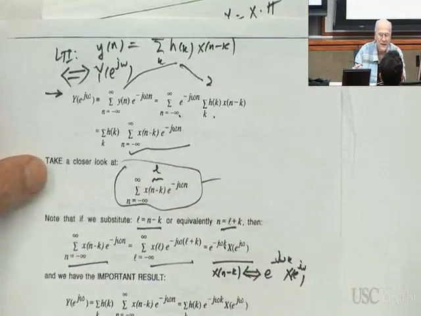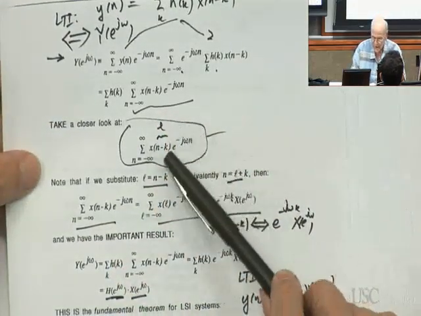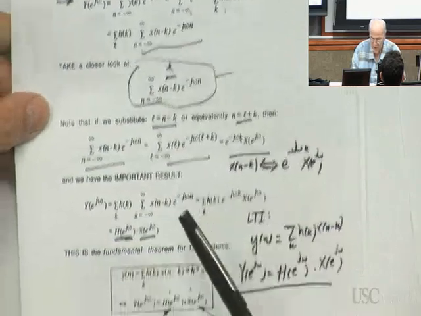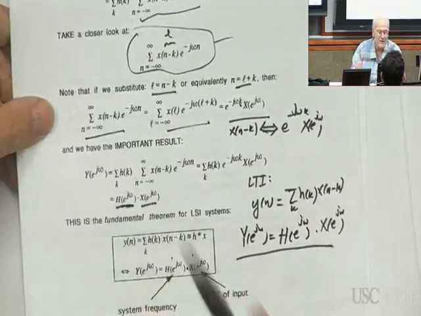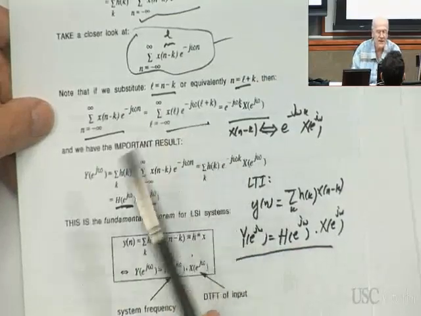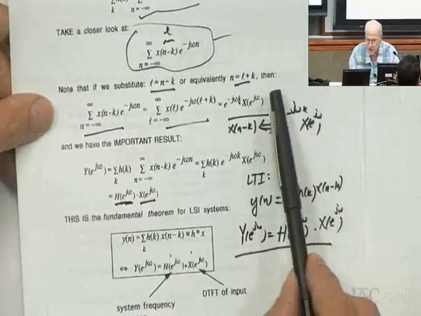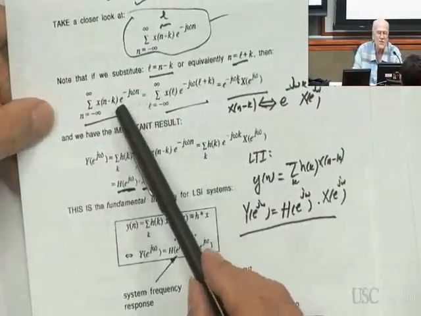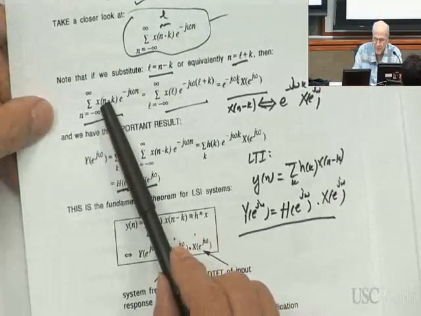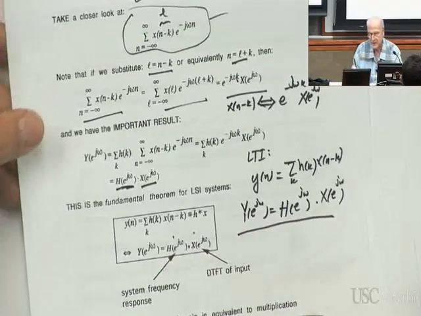What we did, you might remember, is we did a change of variables. We let n minus k be L. And when we did that, we found that the Fourier transform of x of n minus k could be written as e to the minus j omega k times the DTFT of x. So what that showed was that a time shift in the time domain is equivalent to a phase shift in the DTFT or frequency domain. We did that last time.